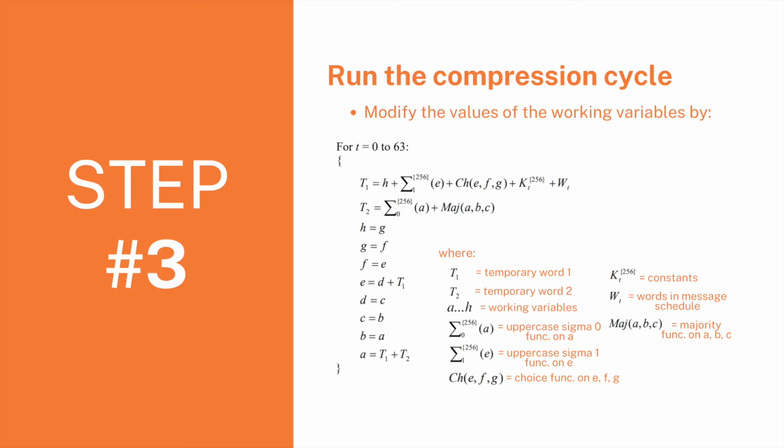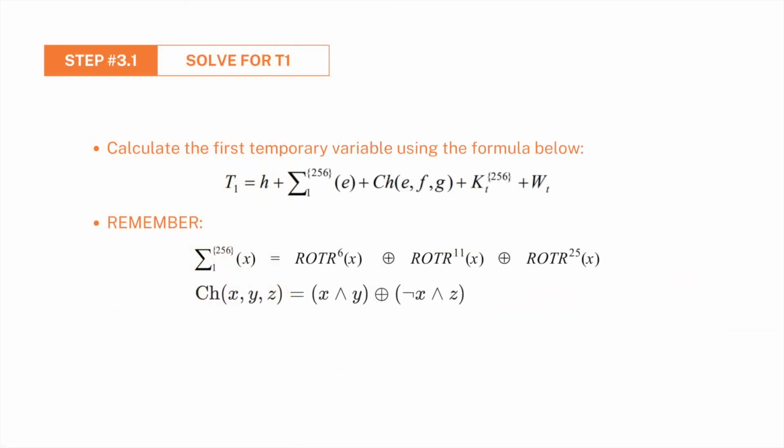So in this process, we will be needing 2 temporary words, T sub 1 and T sub 2, each with a corresponding formula that will be using the words, constants, and working variables as inputs. This may seem overwhelming, but don't worry because I will explain it one by one. Let's start with T sub 1. The formula simply means that we have to take the working variable H, the uppercase sigma 1 of E, the choice of the working variables E, F, and G.